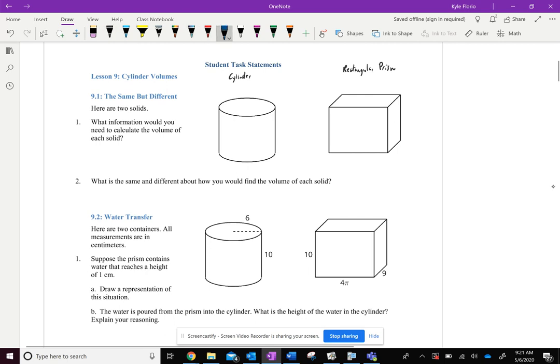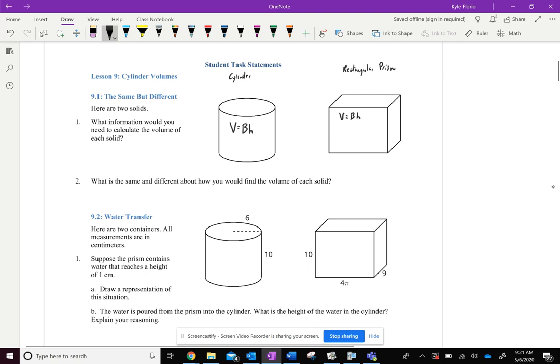What information would you need to calculate the volume of each solid? I don't know if you can look it up quickly, but if you've ever seen the formula for volumes of cylinders and prisms, both of them actually have the same volume formula. You take the area of whatever the base is, I'm going to call it capital B, and you multiply it by the height to get the volume.